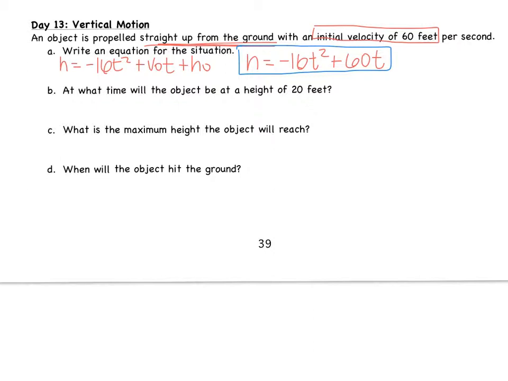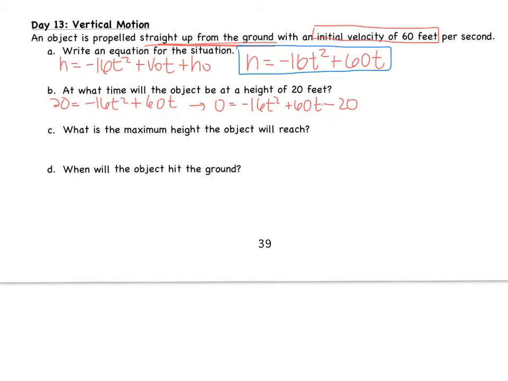So part B says, at what time will the object be at a height of 20 feet? So that 20 is what goes in for h. So I have 20 equals negative 16t squared plus 60t. So what you need to do now is you need to subtract that 20 so that I have my equation set equal to 0. So when I do that, I get 0 equals negative 16t squared plus 60t minus 20.